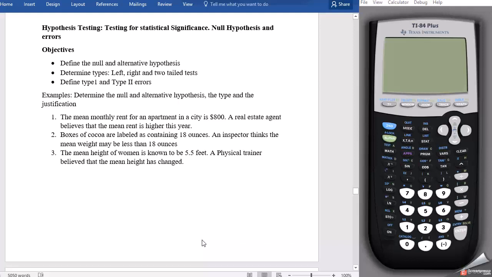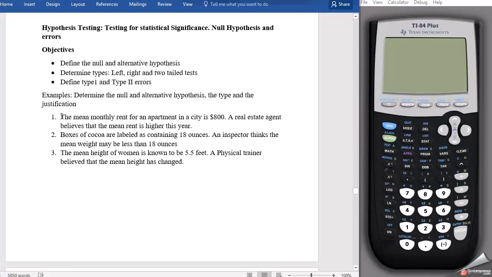Before you start your research, you have to define your null hypothesis and the alternative hypothesis. So in this particular lecture, we're going to be defining those. We're going to be talking about types of tests, whether it's left-tailed, right-tailed, or two-tailed tests. We'll also be looking at type 1 and type 2 errors. Okay. So let's do some illustration with these three examples.